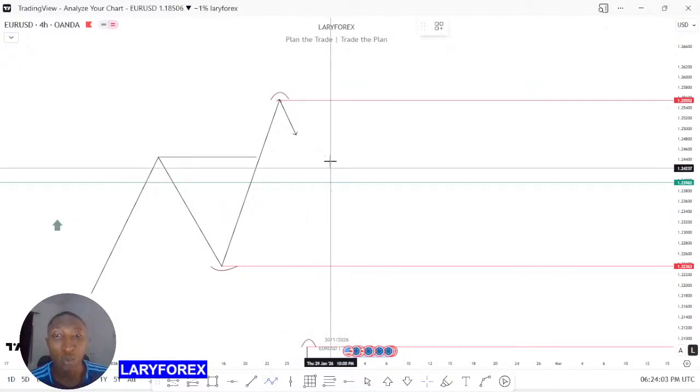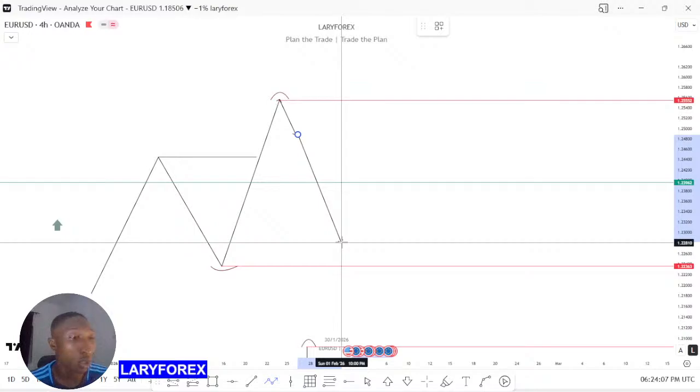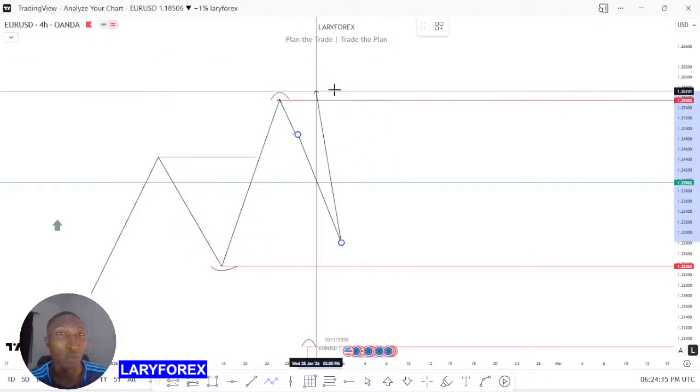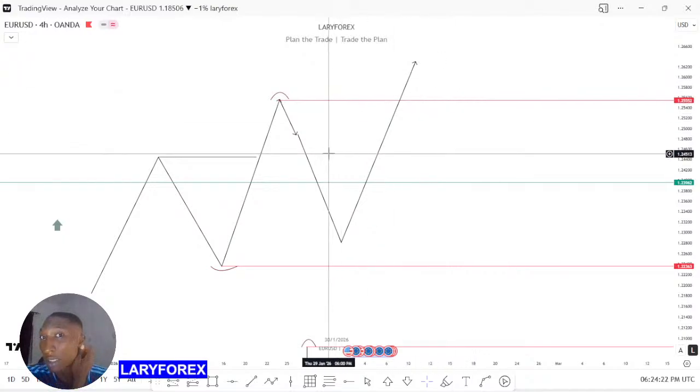Okay, what will we now do? We typically wait for price to sell down below the 50%, and then we now start looking for a buy opportunity to create a new high. All right, so it's as simple as that. Okay, it's as simple as that.